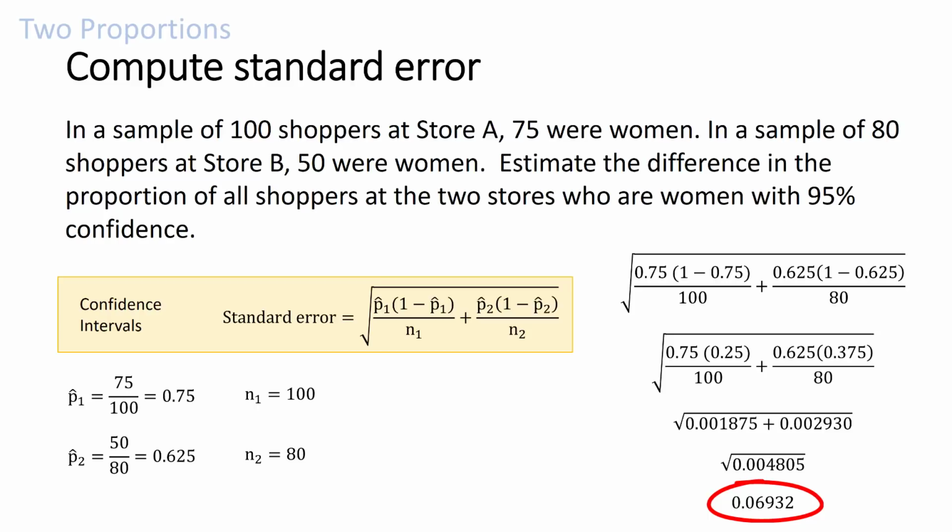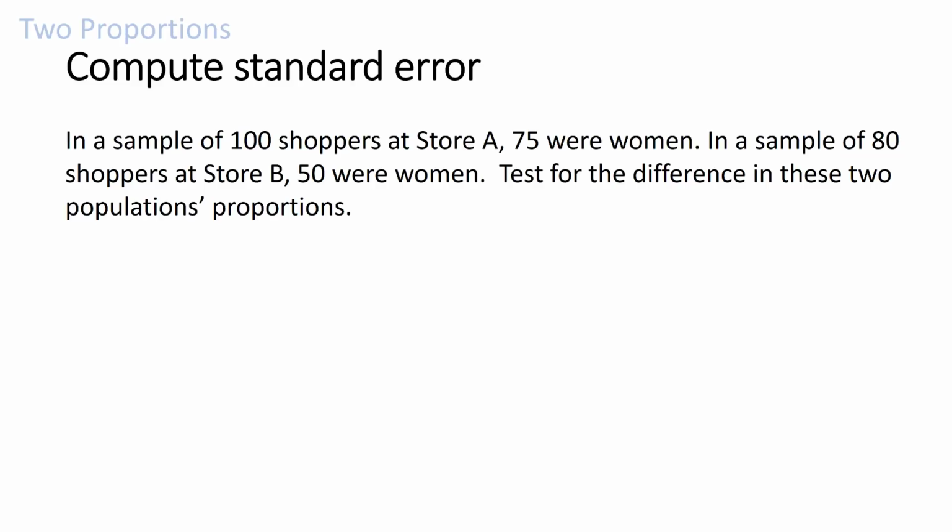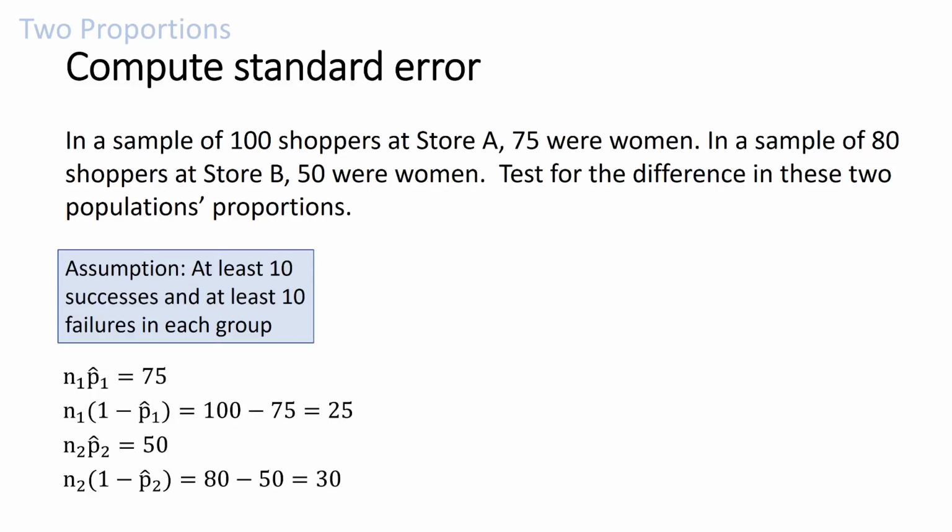Let's do one more example, but for a hypothesis test. In a sample of 100 shoppers at store A, 75 were women. In a sample of 80 shoppers at store B, 50 were women. Test for the difference in these two populations' proportions. We have the same sample data here, but now we want to conduct a hypothesis test. The assumption is still the same.